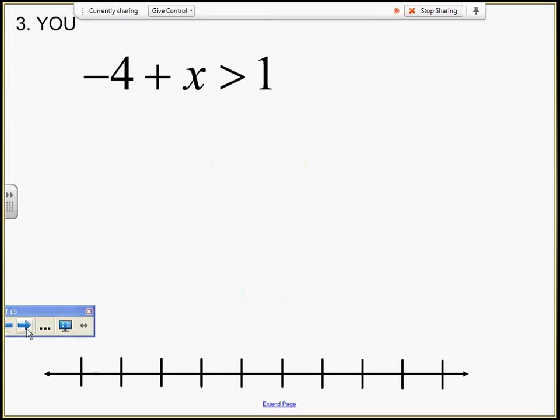Okay, what do you think we're going to do now? The same darn thing. Okay, here we go. So I'm going to add 4 to both sides. Oops, this one is yours. You complete this one on your own. Don't forget to graph it. And you complete this one on your own. Don't forget to graph it.